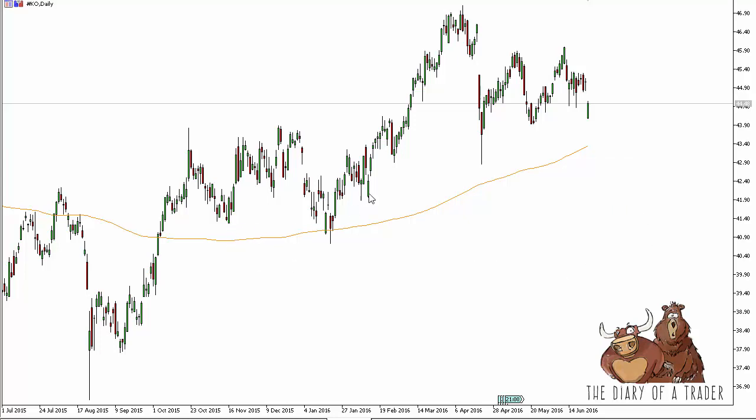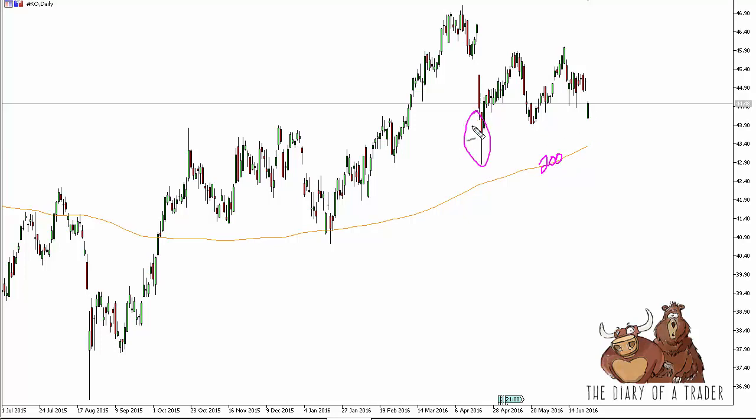So you can see that we did bounce several times as we got close to the 200-day moving average, and that's because a lot of traders out there are going to be paying attention to these. So it almost becomes a bit of a self-fulfilling prophecy. Now that we are above the 200-day moving average, that tells me that the trend is up. So I'm looking for buying opportunities.